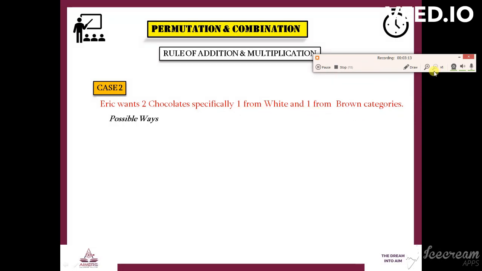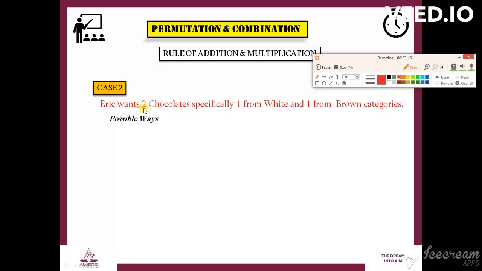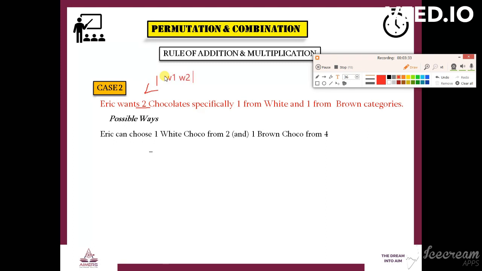In this scenario, what do we need to do? Let us suppose 2 white chocolates are there. Out of 2 chocolates, you are going to get 1 chocolate. How many possible ways are there for this 1 chocolate? Let us suppose you have 2 chocolates, W1 and W2. Either you will take W1 or you will take W2. So that can be 1, this can be 1. So total 2 ways you are getting here.